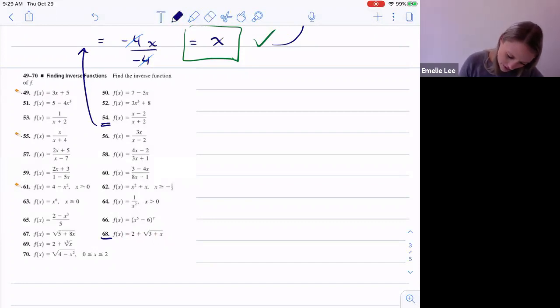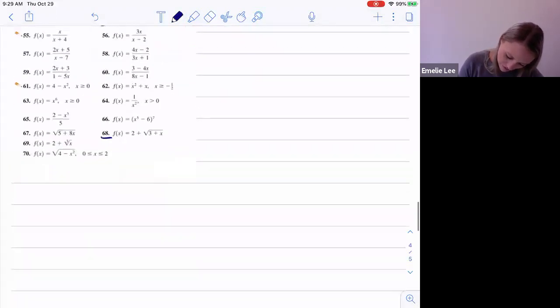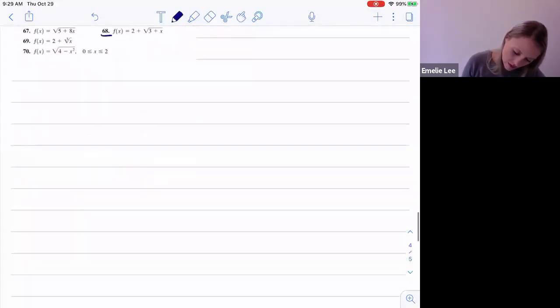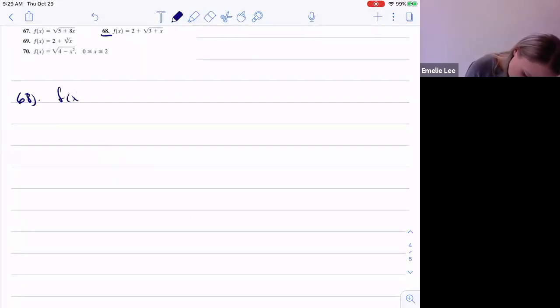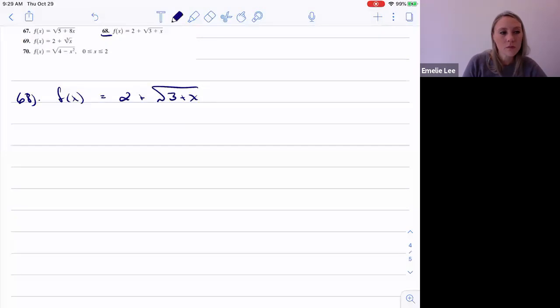So kind of a typical, my iPad keeps freezing up. So let's do 68. F of x is 2 plus the root of 3 plus x. Okay. So we've got a restriction on the domain, right? We can't take the square root of a negative number.